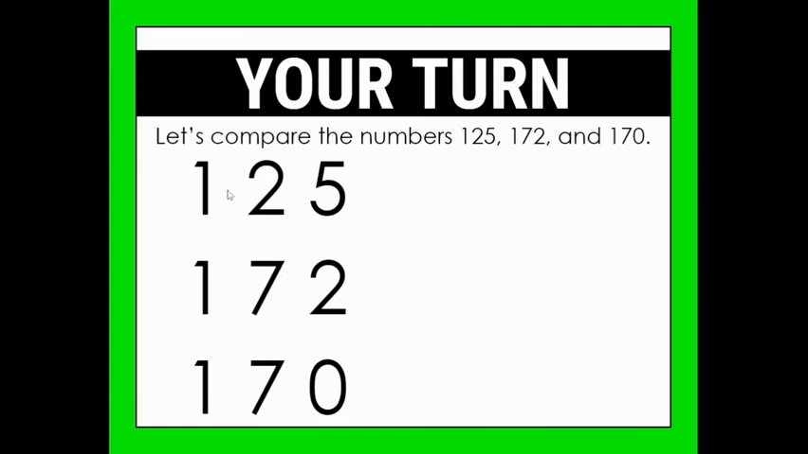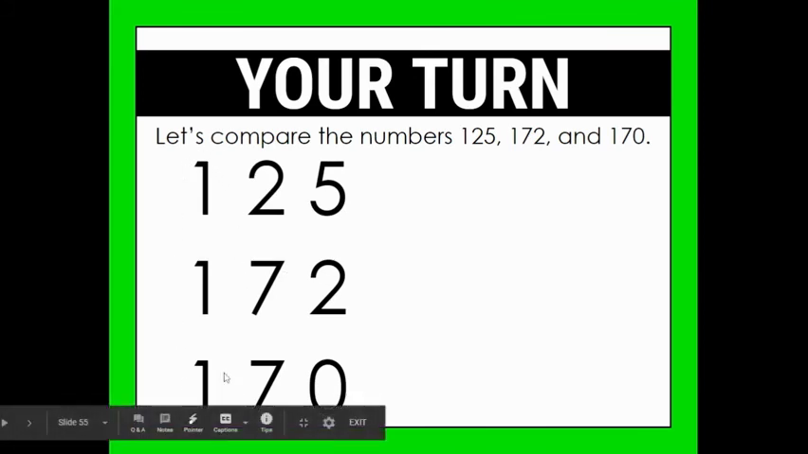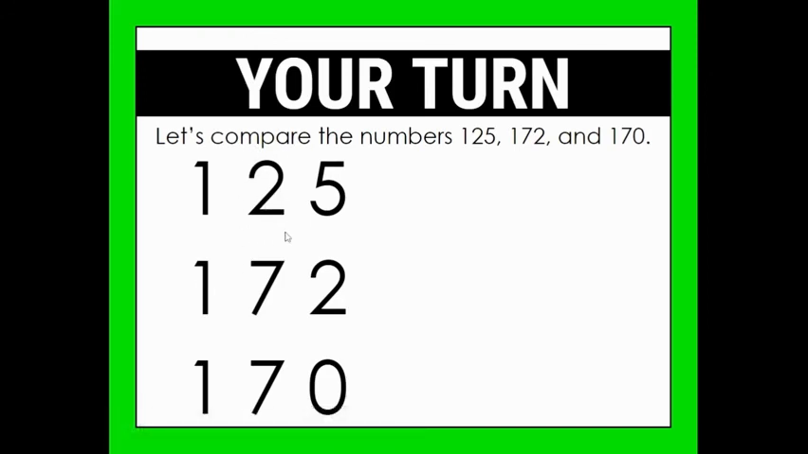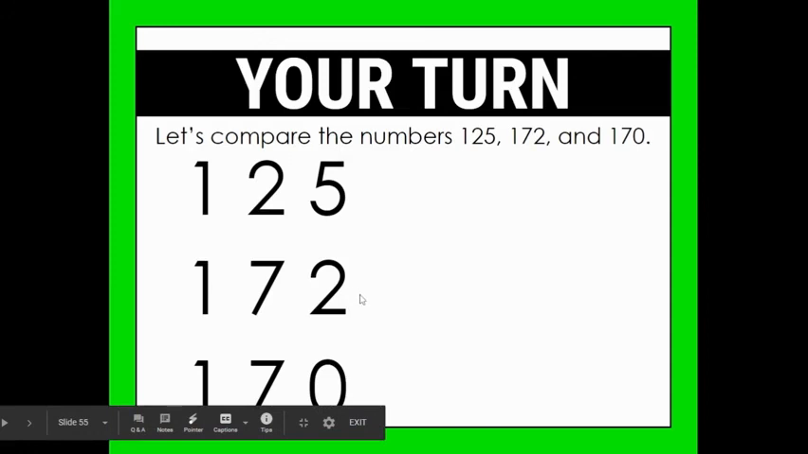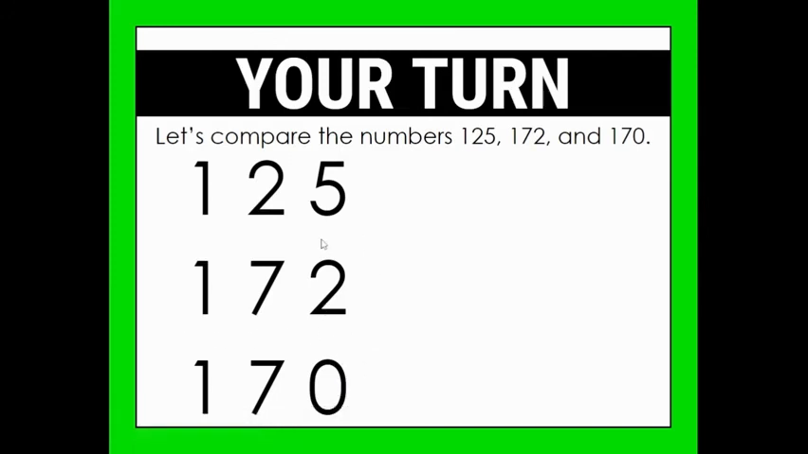All right, let's look in our hundreds. They all have 1. They're all the same. So then we go to the next one. Ooh, this one has a 2. So in my mind, I'm going to remember this one has a 2, so this one has to be the smallest. So then that leaves me with these last 2 numbers that I have to go down and look all the way in the ones. This one has a 0, and this one has a 2. So I know that 172 is the biggest.